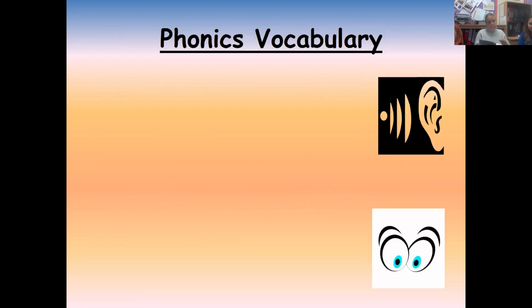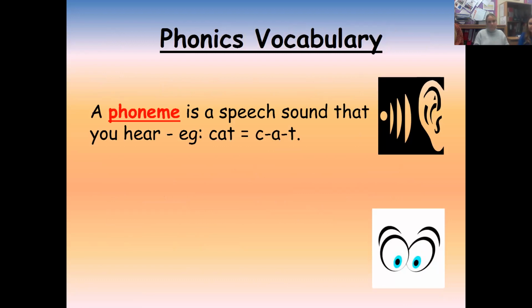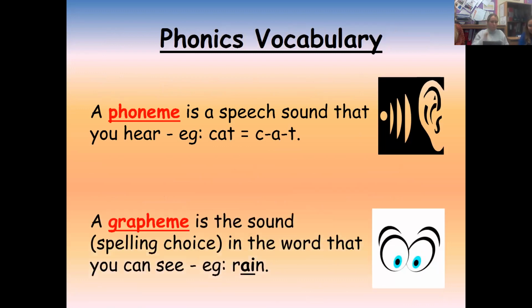Okay, so I'm going to explain some of the terms that are used during the teaching of phonics. These are terms that children will learn themselves and will understand. A phoneme is a speech sound that you can hear. For example, the phonemes in cat are c, a, t. Whereas a grapheme is a spelling choice in the word that you can see. For example, in rain, you can see that the A sound is spelt AI. Now there are many different graphemes for phonemes. For example, the A sound can be written AY, EI, or AI.